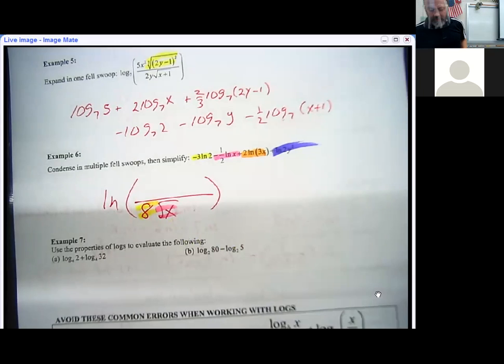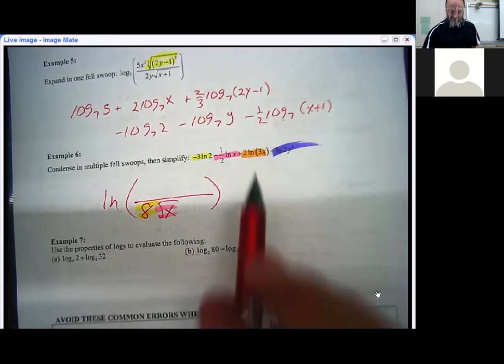Where should 2 ln of 3x be? Be super careful on this one. Anybody think you got it? What happens to the 2 when it comes up?